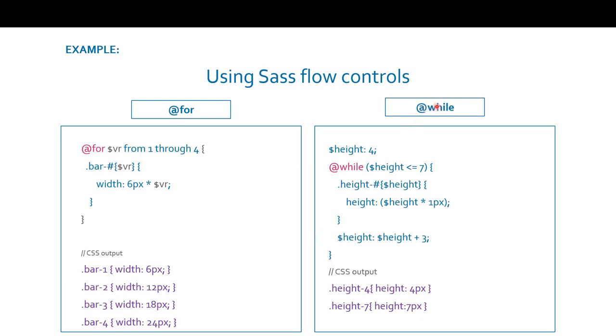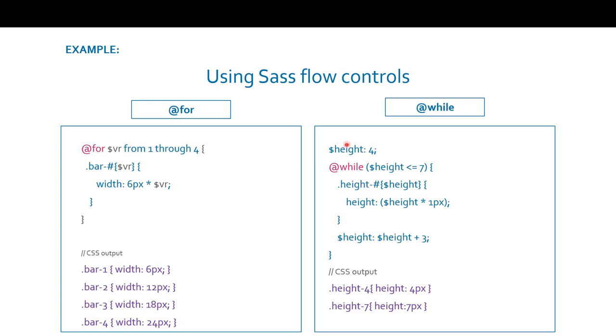Then @while, like I said, we use @while to evaluate a given piece of code until the condition is met. I have specified the initial condition here: the height is four. Then we have specified the condition: as long as the height is less than or equal to seven, this code will continue to be evaluated. But once this condition has been violated, that is to say, if the height becomes greater than seven, stop evaluating this code.